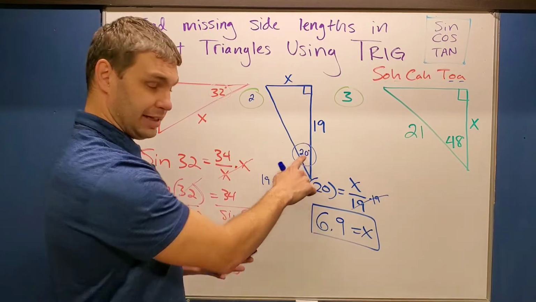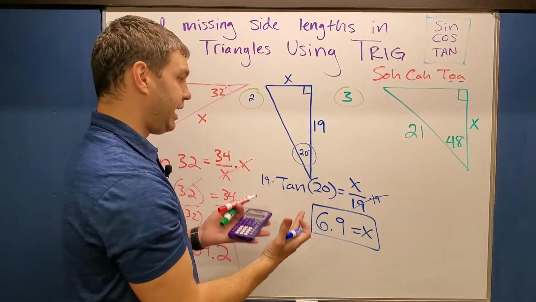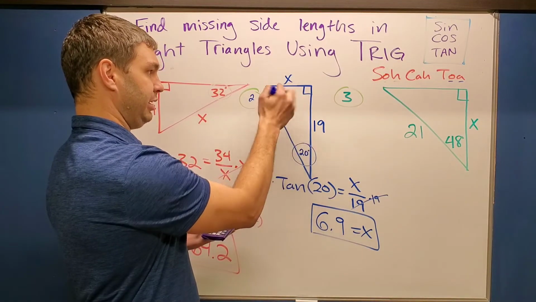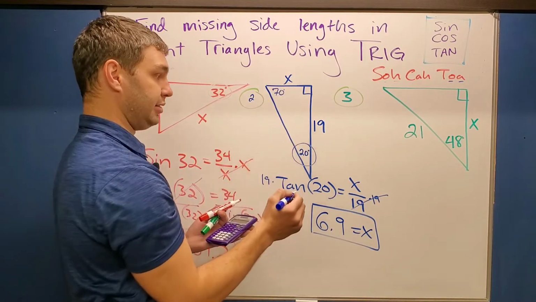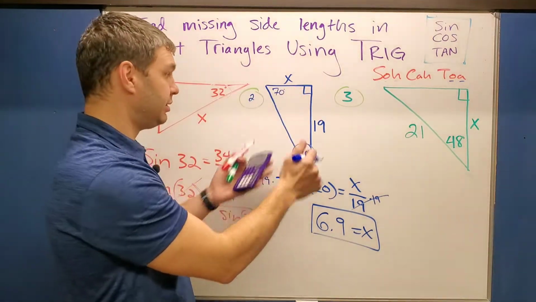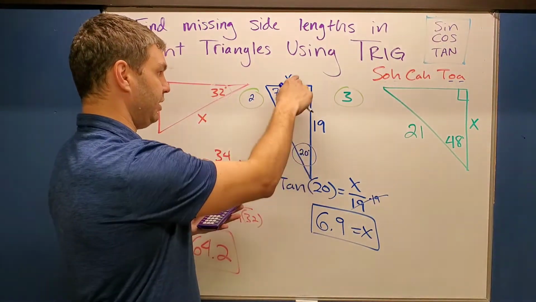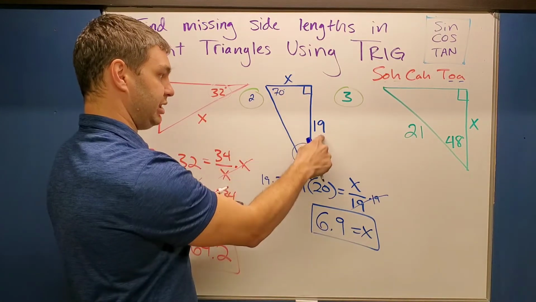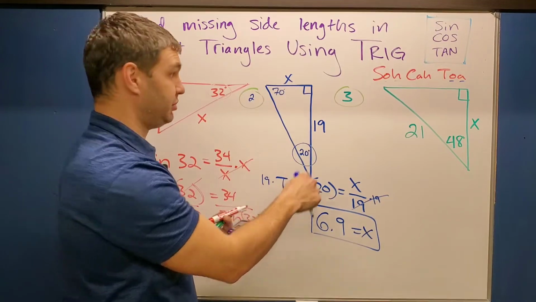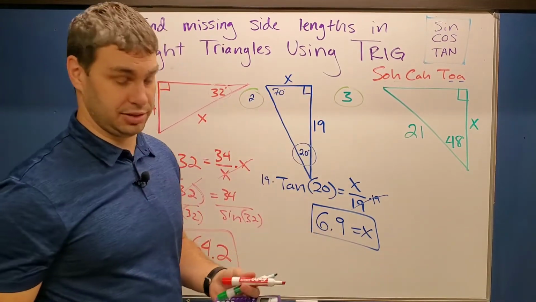Now 20, I know 20 degrees, that has to be the smallest angle here, right? If this is 20, this is 90. We could solve and find that this is 70 degrees. And remember that the smallest angle needs to be across from the smallest side. Well, it will be here, right? If x is 6.9, that's definitely smaller than 19. And we always know that our hypotenuse is going to be the longest side. So 6.9 makes sense for this triangle.